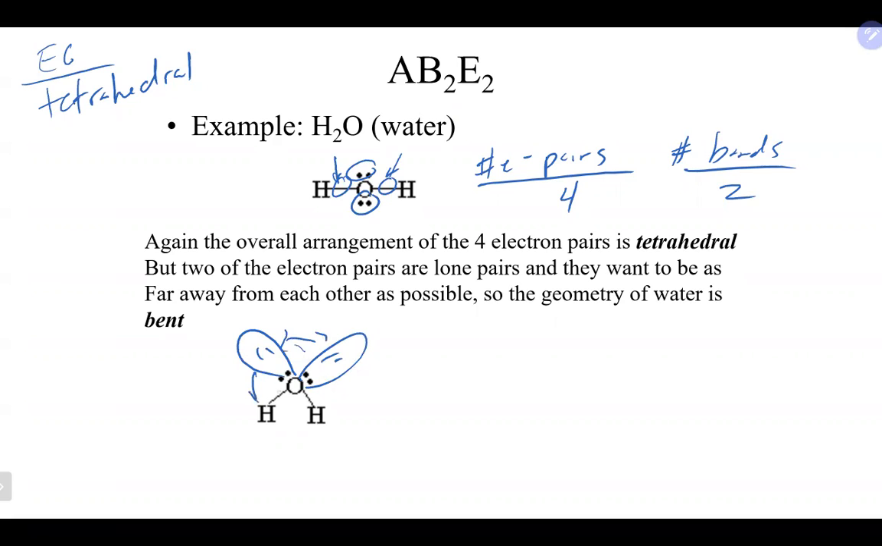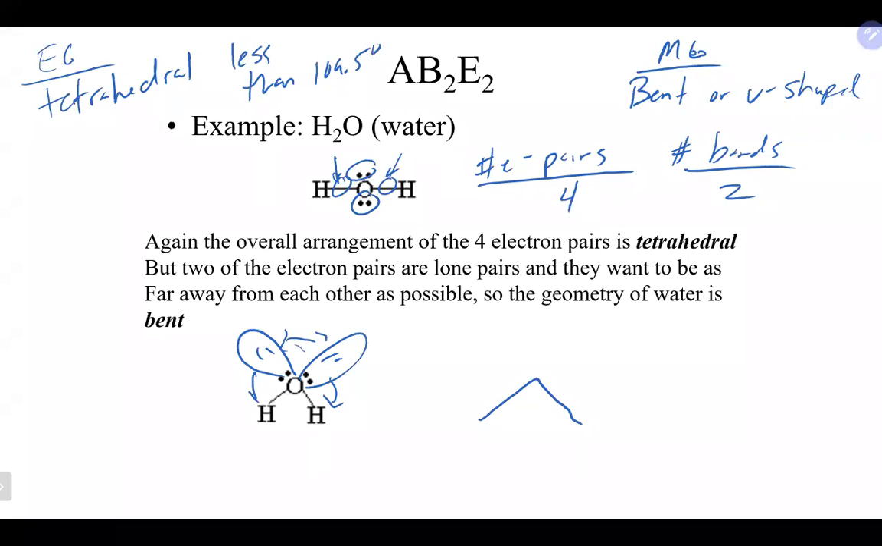The result of that is the hydrogens have to basically come down away from each other because they also want to keep a distance. And we end up with this shape, which is known as bent or V-shaped. So the shape here for molecular geometry is bent or V-shaped. It has a bond angle of less than 109.5. It's about 104 in this case.